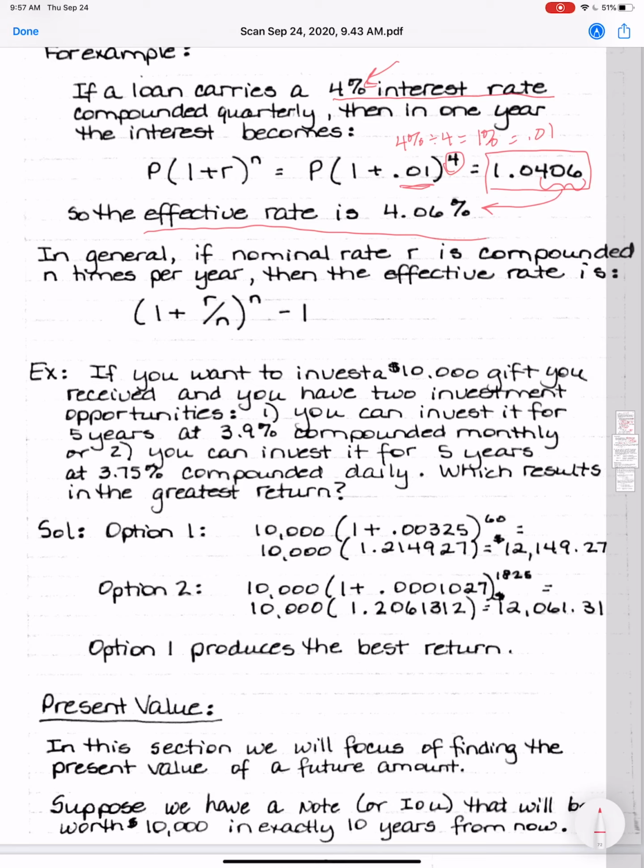Right there. So the general formula to convert a nominal rate to an effective rate is (1 plus r over n) to the n, minus 1, where r is your interest rate and n is the number of periods.